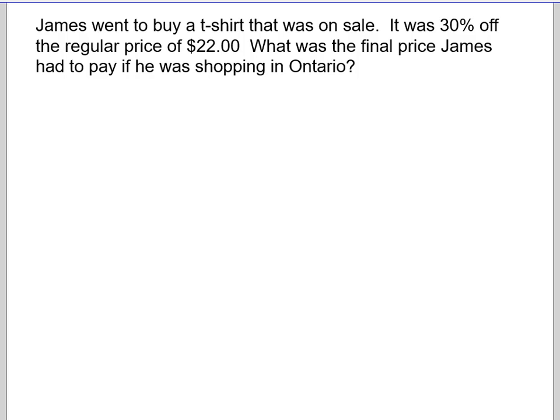James went to buy a t-shirt that was on sale. It was 30% off the regular price of $22. What was the final price James had to pay if he was shopping in Ontario? Okay, so there's some hidden information. The hidden information is 13% tax in Ontario.